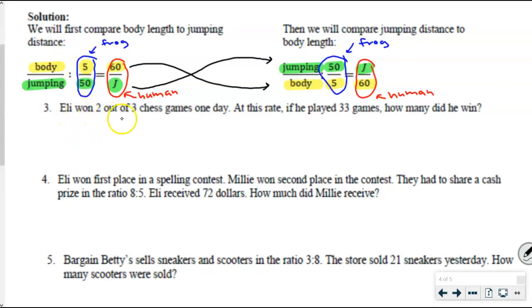Eli won 2 out of 3 chess games in one day. At this rate, if he played 33 games, how many did he win? Again, focus less on answering this question. Focus more on writing our 2 proportion equations. Eli won 2 out of 3 games one day. So what I'm going to write is how many games he won over how many total games he played.